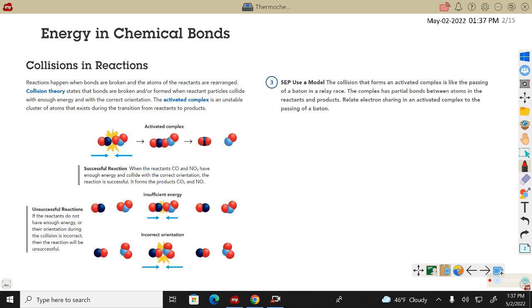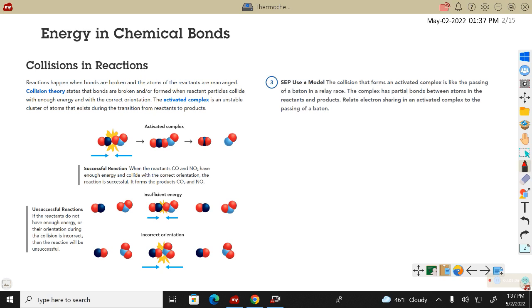Collision theory states that bonds are broken and or formed when reactant particles collide with enough energy and with correct orientation. So the first thing that has to happen in a chemical reaction is that we've got to break apart the bonds on the reactant side so that eventually we can rearrange the atoms and form new bonds on the product side. And yeah, a lot of that involves atoms, molecules, particles colliding with each other. But not all collisions result in a chemical change.